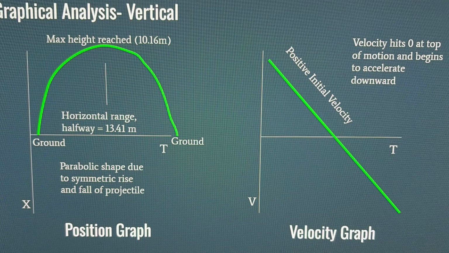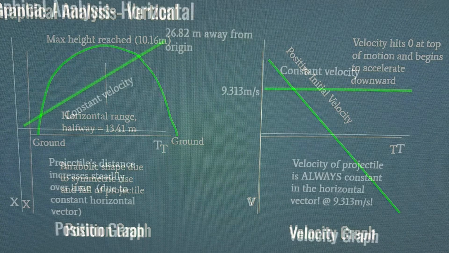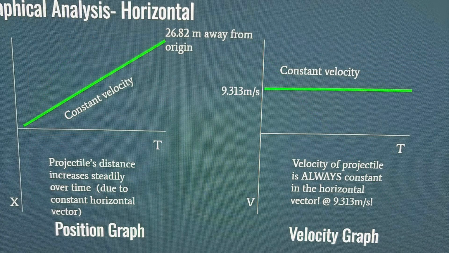The velocity graph has a positive initial velocity, but that velocity hits 0 at the top of the motion, and then it begins to accelerate downwards, which can be seen when it goes into the bottom portion of the graph. The horizontal velocity during projectile motion remains the same the entire time. It doesn't change. So that's why you can see in the position versus time graph that it stays constant the entire time, and it moves at a steady rate over the course of time.